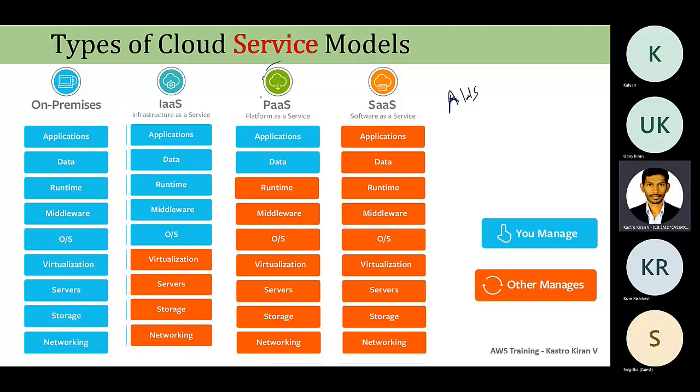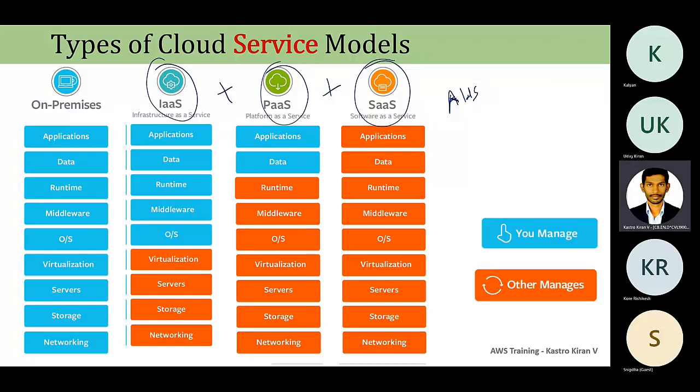It is not just providing only PaaS, not just SaaS, not just IaaS. It is providing a combination of all these things. So if you want only PaaS, you can buy only PaaS. If you want only SaaS, you can work with only SaaS. If you want a combination of things, that also will be provided by AWS. So these are the cloud service models that are available.